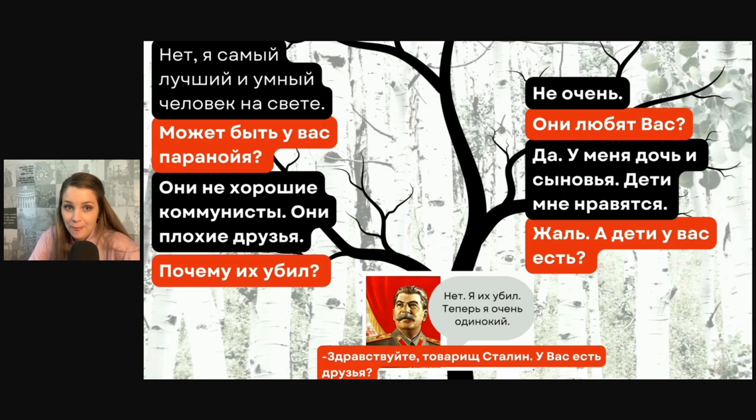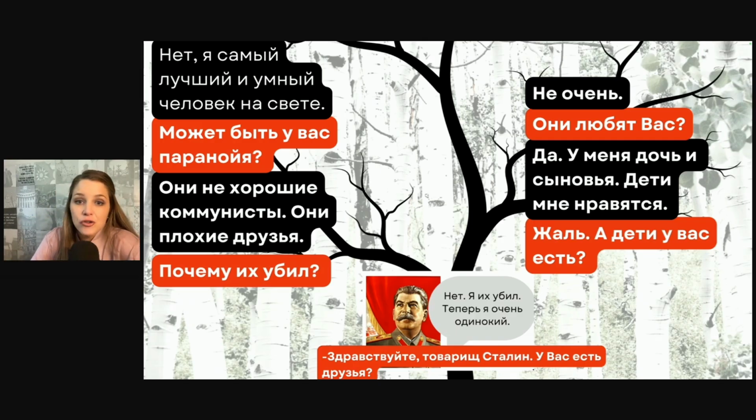And then we want to suggest to him the thing that nobody dared to suggest to him in his lifetime. Может быть, у вас паранойя? Maybe you have some paranoia issues? And then he says, нет, я самый лучший и умный человек на свете. Which again is how he responded to people who ever tried to call him out. So what is he saying here? No, I am the best and smartest person on earth. Which, again, is kind of how he treated people.